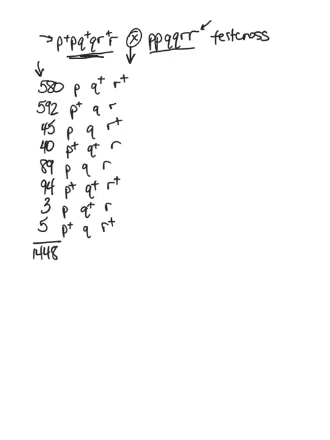Okay. Now, if you remember back to the previous video, the first thing I need to do when I'm figuring out a 3-point test cross is identify which of the offspring represent parental types, which ones represent single crossovers, and which ones represent double crossovers.